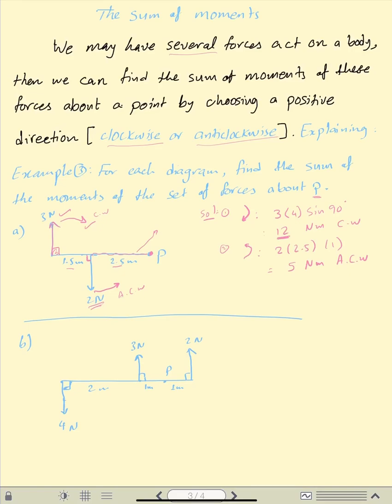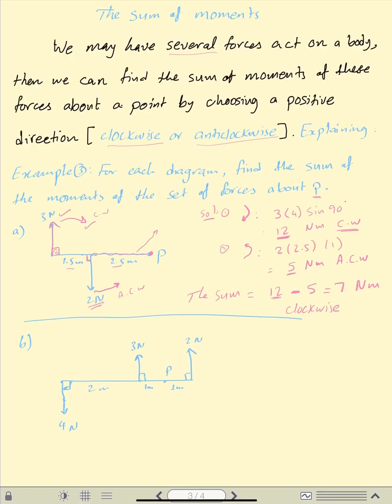The magnitude of clockwise is more. So what's the sum now? The sum is equal to 12 minus 5, which is 7 Newton meters. What's the larger value, magnitude? It's clockwise. So the answer will be clockwise. Simple like this. Easy.